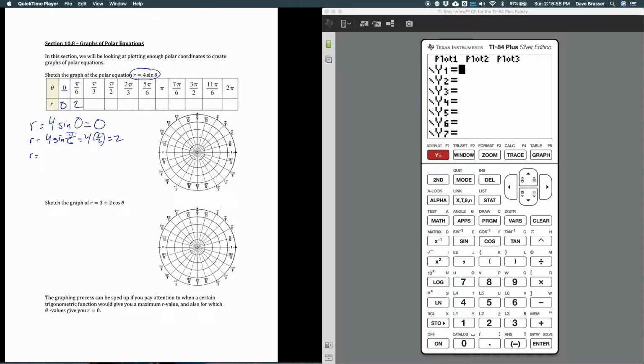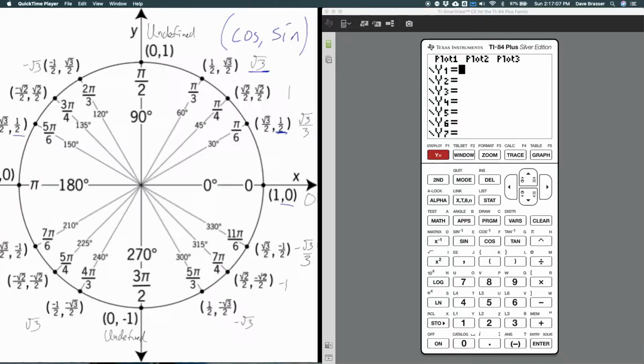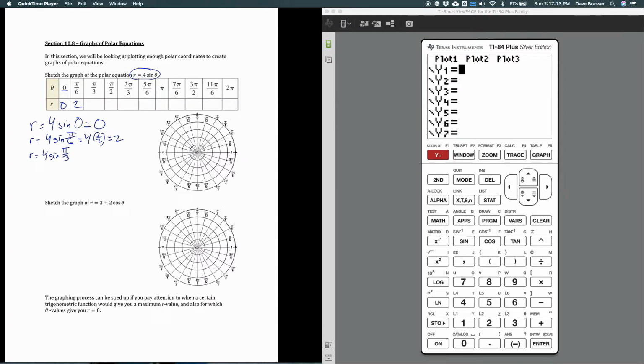Next up, r equals 4 times the sine of pi over 3. Now in the unit circle, we go to pi over 3, and we see the sine at pi over 3 is square root of 3 over 2. So that ends up giving us 4 times the square root of 3 over 2. If we were to clean that up, that ends up being 2 square roots of 3.